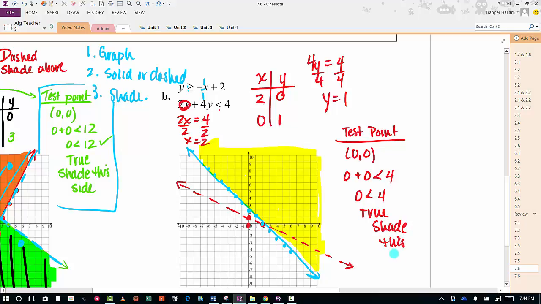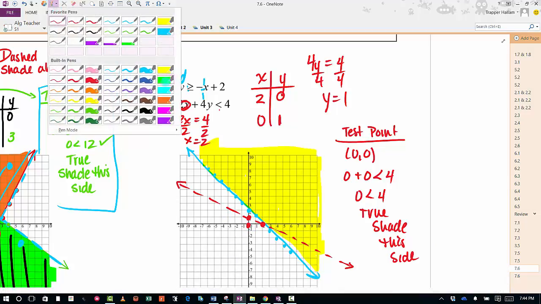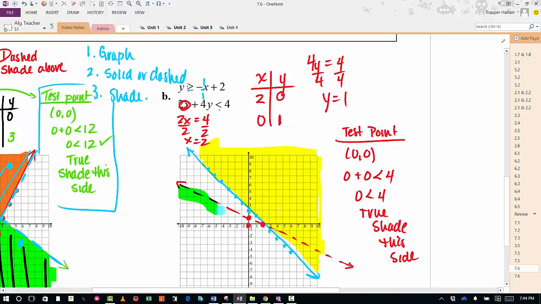I'm going to write that out. There we go. So I'm going to shade the side test points on. It's below the line, so I'm going to go ahead and shade below. We'll pick a fancy green for this one. Oops, it didn't go very well there. So if I shade that whole bottom section, you get the idea.